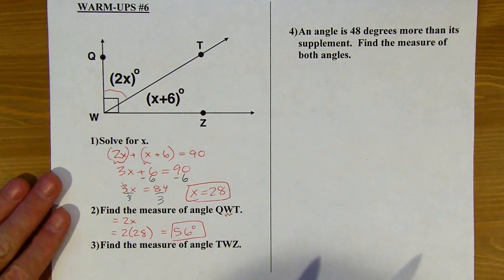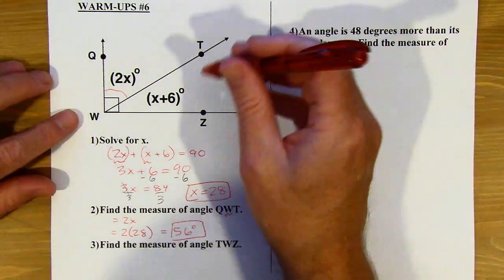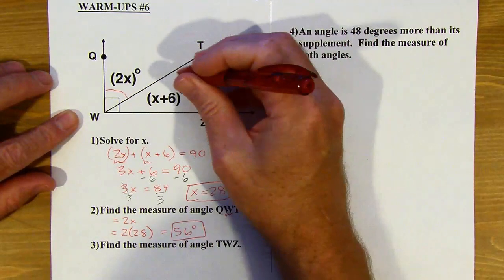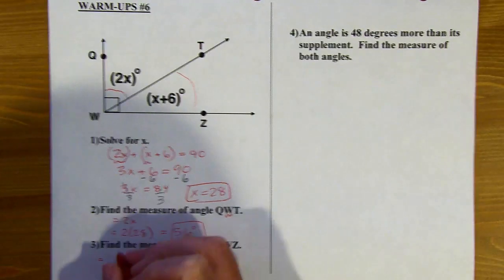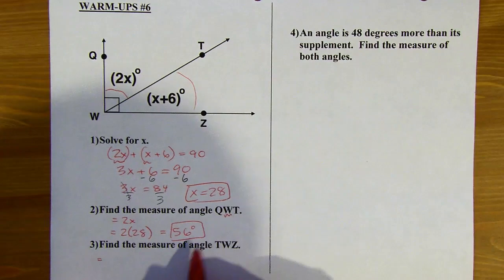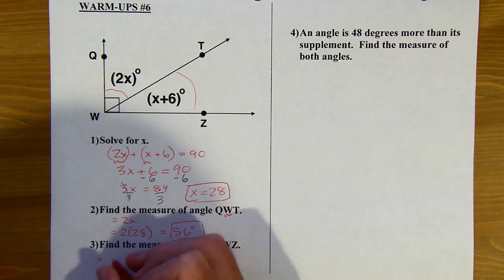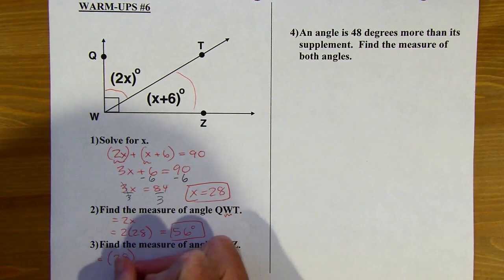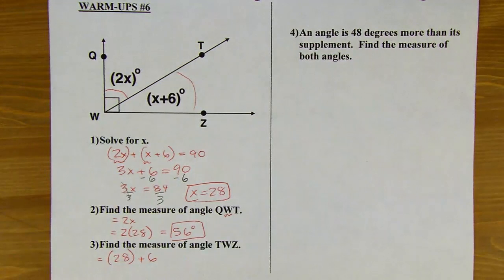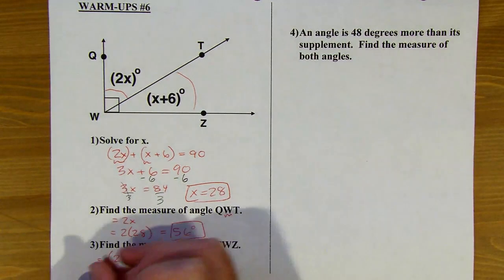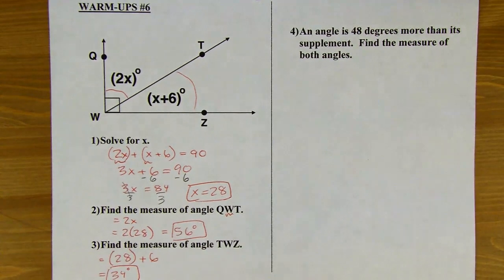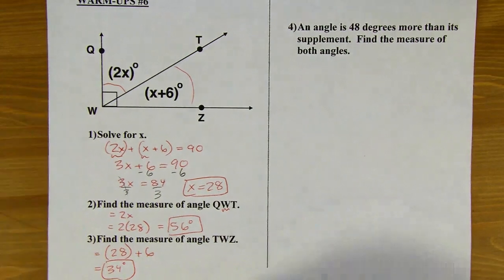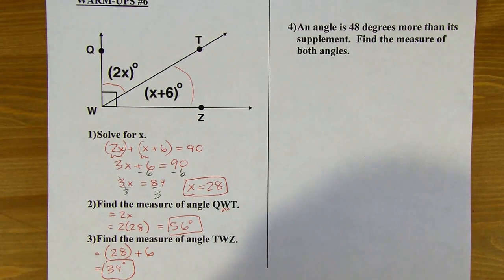And then let's find the measure of angle TWZ. TWZ, that's this one. That's the x plus 6. So the measure of this angle is going to equal x plus 6. I already know x is 28, so I'll just write it like this. X plus 6, right? 28 plus 6, that'll put me at 34 degrees. Okay? All right, one problem left. An angle is 48 degrees more than its supplement. Find the measure of both angles.